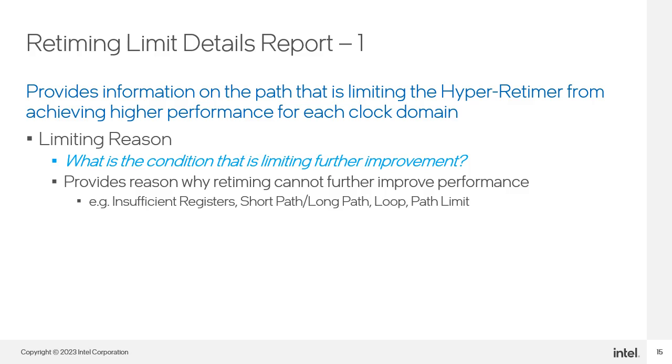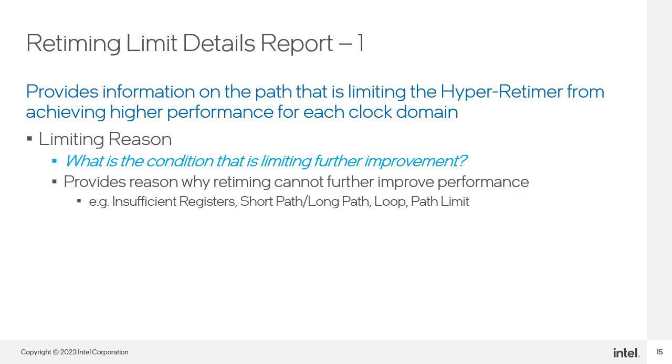One report in the Retime Stage folder we do want to discuss now is the Retiming Limit Details report. As the Hyper-Retimer retimes registers to improve performance, it runs into what's called a retiming limit, or a path that it cannot improve or make faster by retiming. This path is reported back to you in the Retiming Limit Details report. This report gives you all the information you need if your goal is to run your design faster than the speed restricted by this retiming limit. In this report, you will find 3 main items.